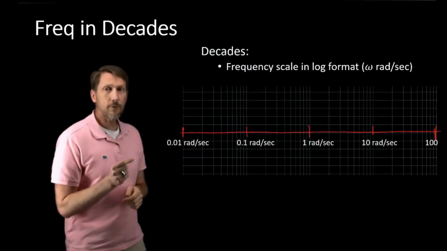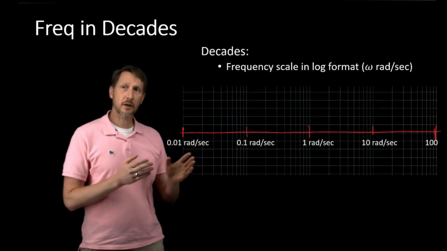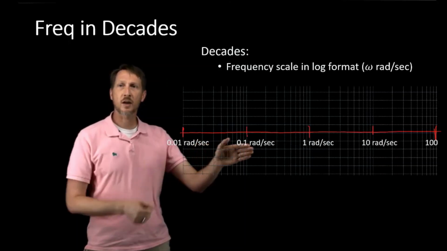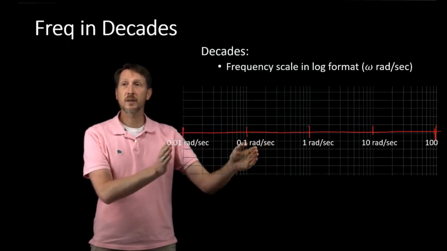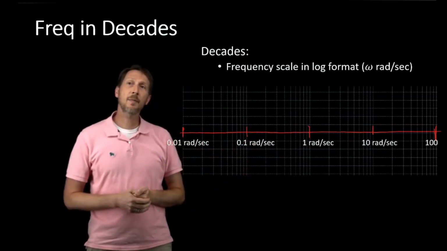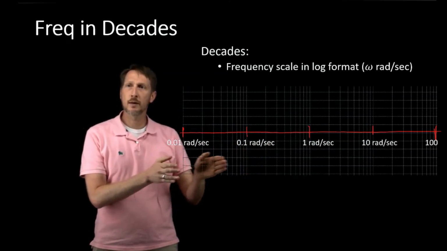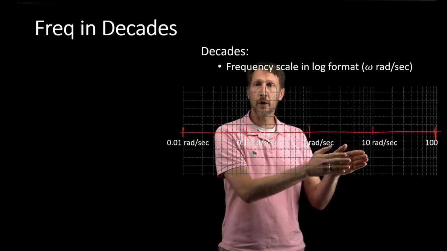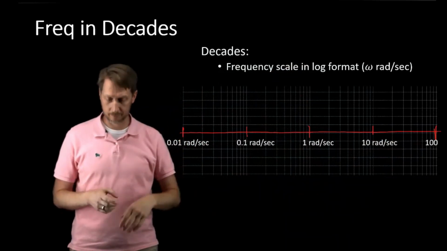Decade is a way of plotting frequency in a logarithmic manner. If you look at this axis, you can see that we are going 0.01 rad per second, 0.1 rad per second, 1 rad per second, 10 rad per second, 100 rad per second. Each one of these spans is a decade. It's a multiply by 10. Another way that we can think about this, if we start on this end, we have 10 to the negative 2, 10 to the negative 1, 10 to the 0, 10 to the 1, 10 to the 2. So you can think about it in an exponential format, in 10 raised to the power of.